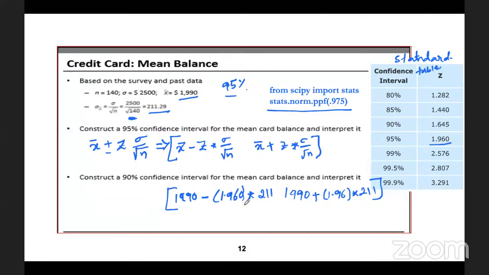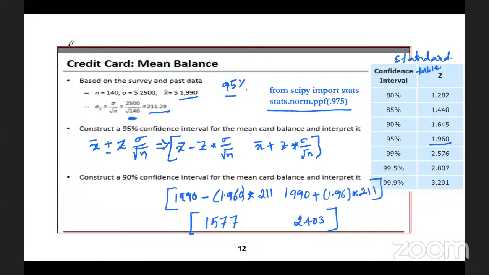I'll wait for one more answer just to confirm. So 1577, 2403. Right. So this is the lower interval and this is the upper interval. Fantastic. Thank you.